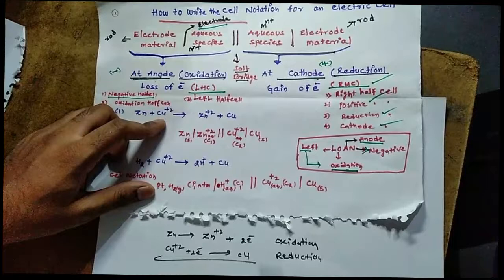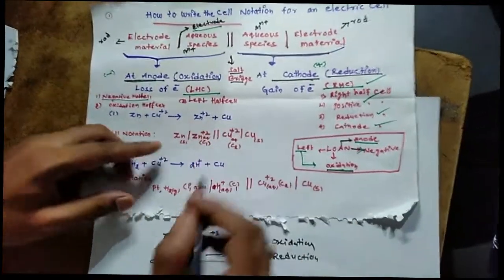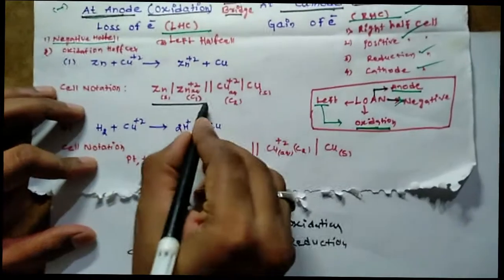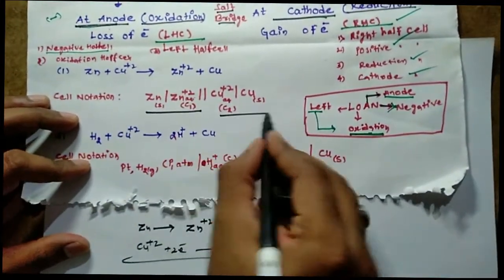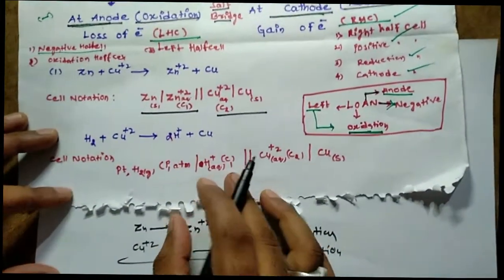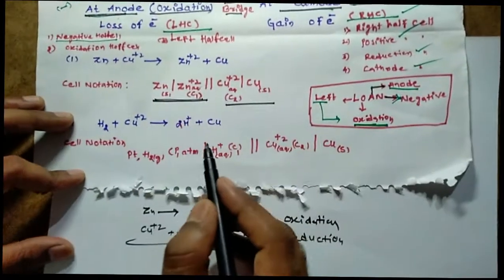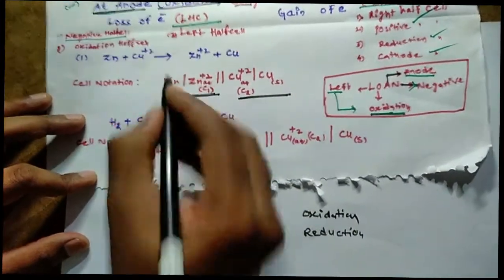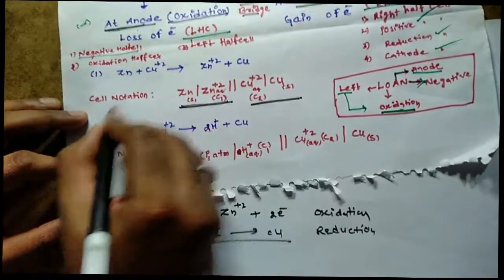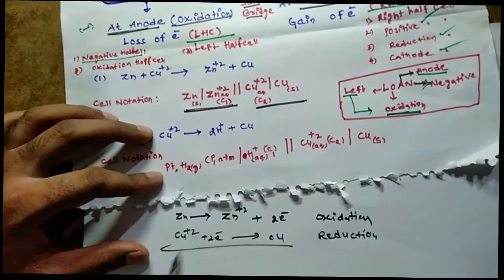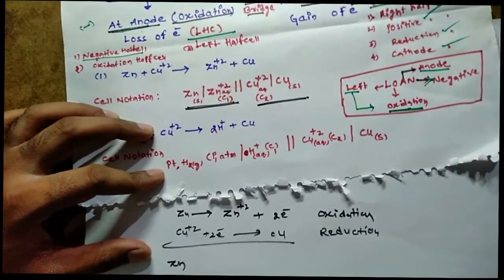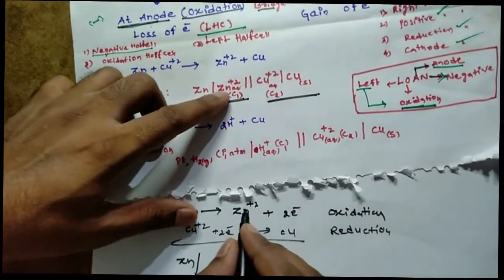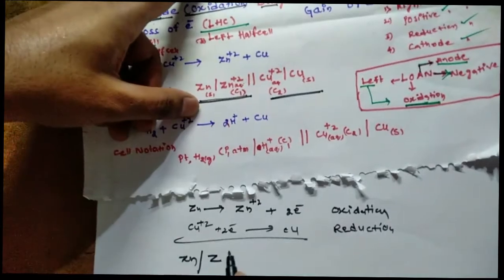Okay, so see here how we can write that cell notation. First of all, you have to write oxidation. After that you have to write reduction. The first place is the anode, the second place is the cathode. So that is why I have written Zn here. This is Zn, that is the electrode. The next one, cations. Cation means aqueous species.